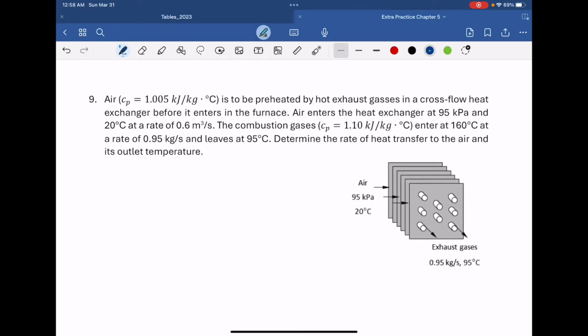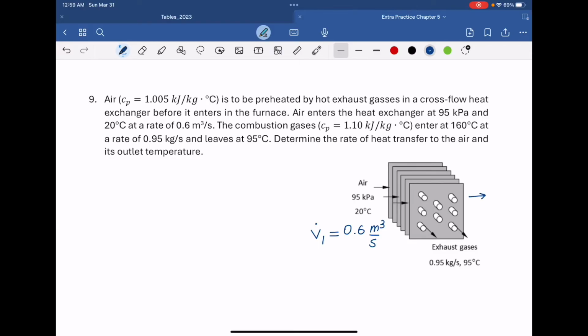So in this case, we have two different systems, one of which is air. The other one is the exhaust gas. And we are given the specific heat values for those gases. And again, let's look at how air enters. Air enters at 95 kilopascal and 20 degrees Celsius as it's sketched at a rate of 0.6 meter cube per second. So they are giving us the volumetric flow rate too. Determine the rate of heat transfer to the air and its outlet temperature.